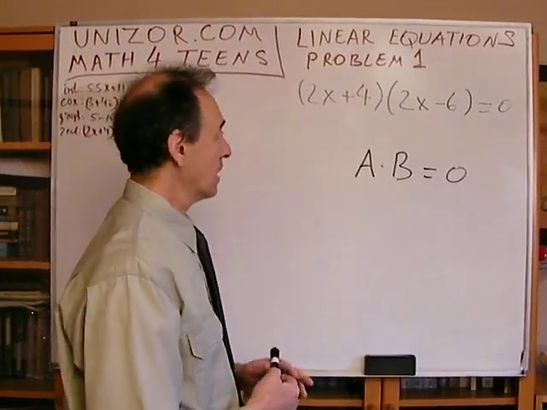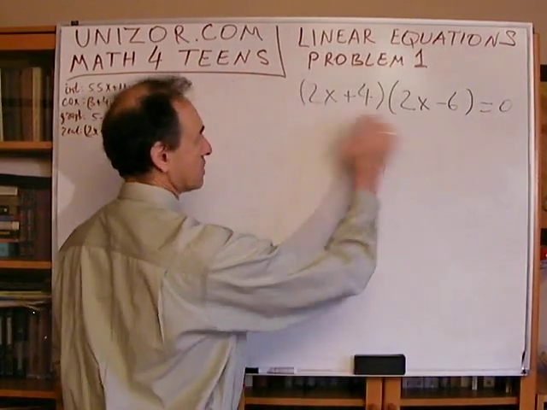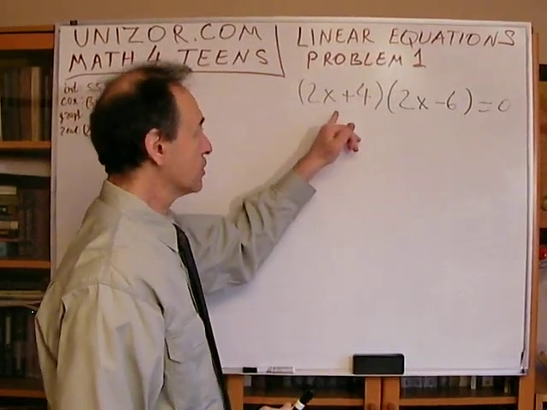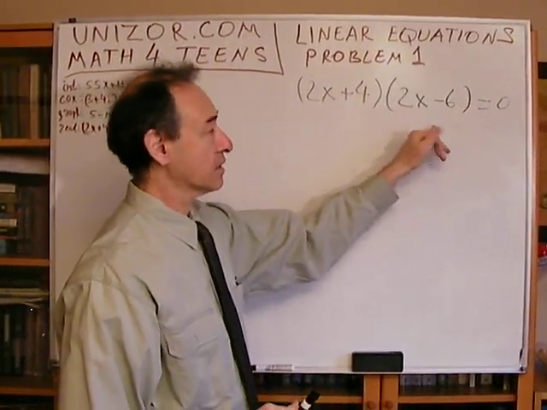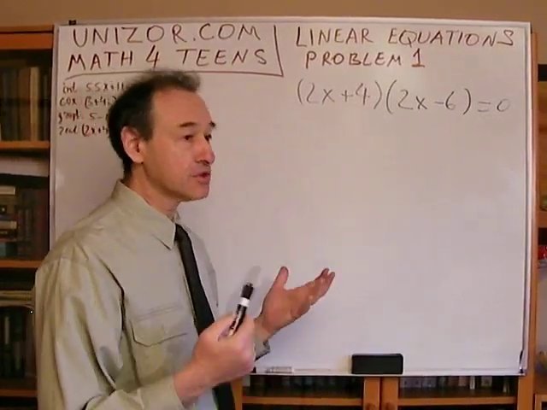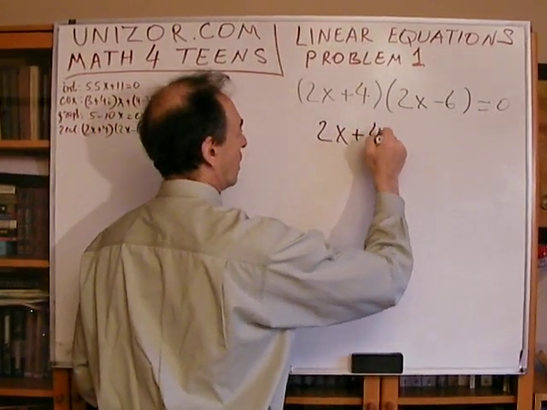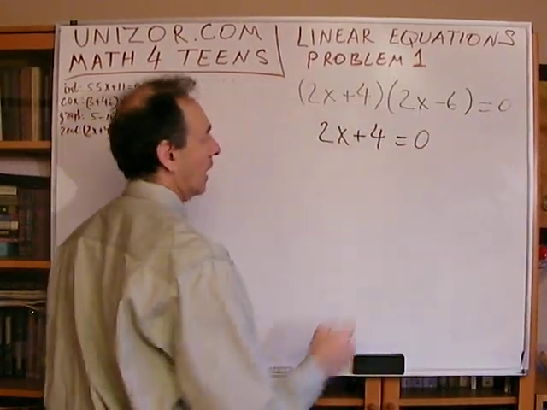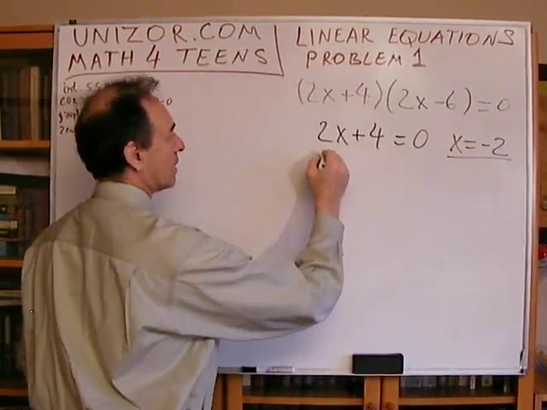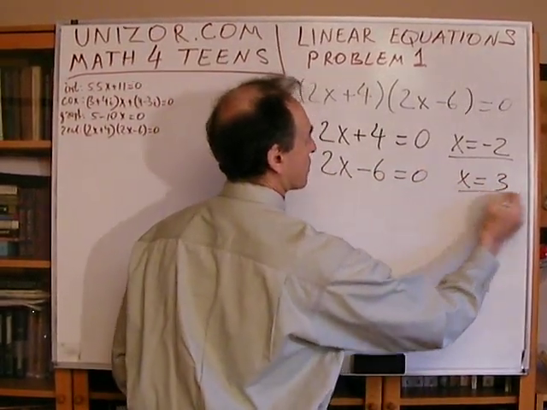In this particular case, what makes this expression, which is the product of two linear expressions, equal to zero? Well, either this particular component or this particular component is equal to zero, which means we have really two linear equations. One linear equation is 2x + 4 = 0, and the solution is x = -2. And another is 2x - 6 = 0, and the solution is x = 3.